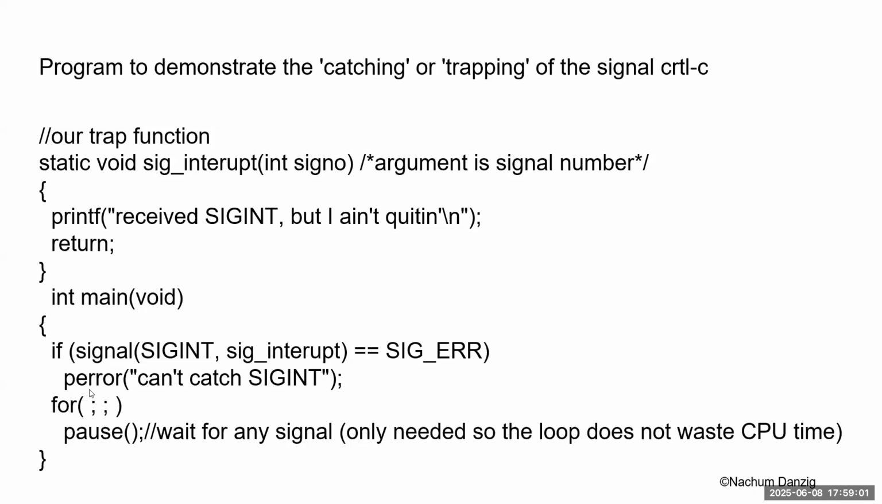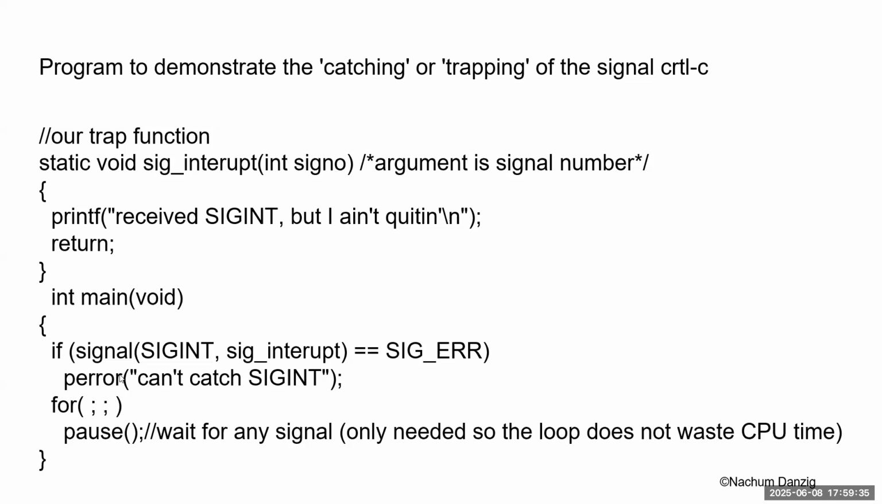Then it would run like mad, this loop, millions and millions of times. Then when I eventually did a Control-C, it would stop and go receive SIGINT and quit, and then go back to the loop. The CPU would be very, very busy, what I call burning the CPU. So instead of doing that, I put a pause here. Now it'll only run once in the loop, and just sit there waiting until I hit Control-C, and it'll say receive SIGINT, but I ain't quitting because I overrode it. And this will work every time.